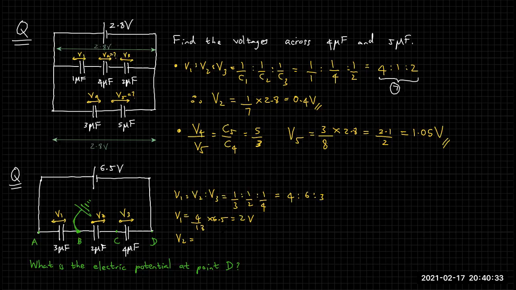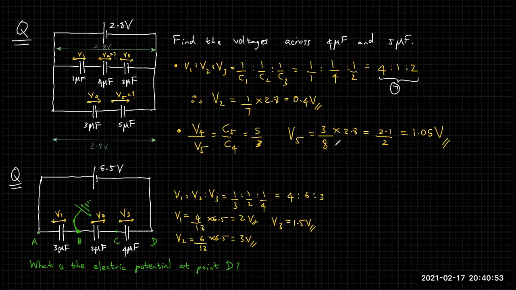V2 is 6 out of 13 multiplied by 6.5. 13 and 6.5, if you simplify, it's 0.5. 0.5 into 6 is 3 volt. Then what is V3, people? V3 is here 5, here 6.5, so 1.5. I have calculated them very quickly because we have done it quite a few times now.